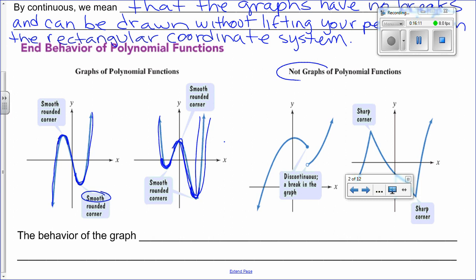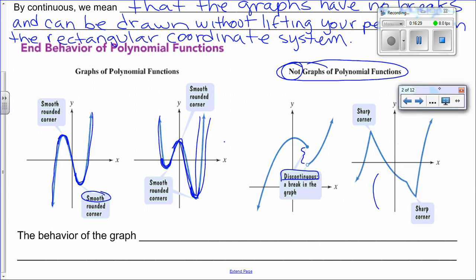Now here we have examples of graphs that are not polynomials. And so right here we have discontinuity. You guys see here there's a gap, right? So that gap makes it discontinuous. And then here we have some sharp corners, so they're not rounded. And that's why I'm going to ask you that when you graph a polynomial, you're very careful to not do that, and that you always have those rounded corners.